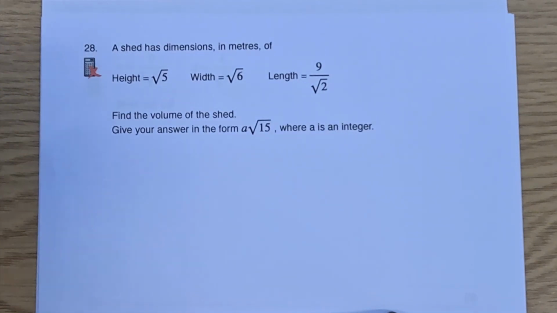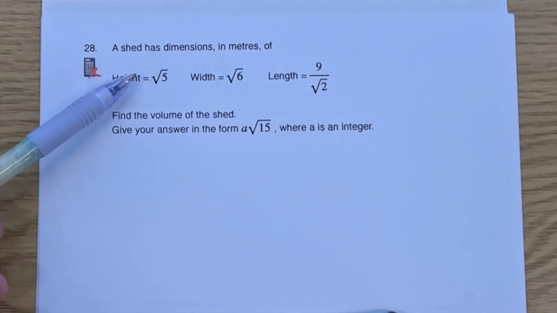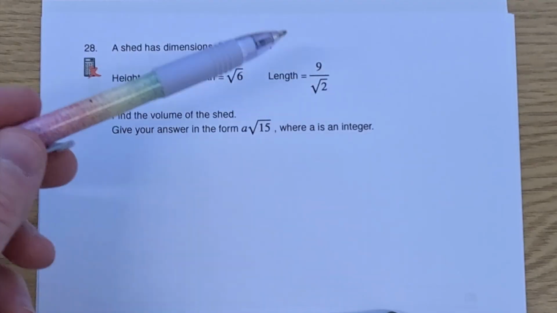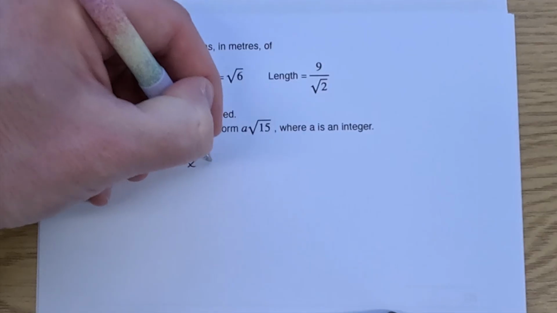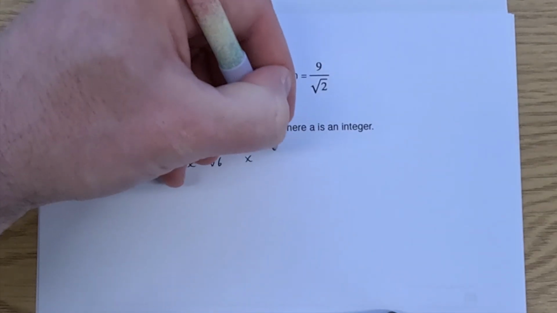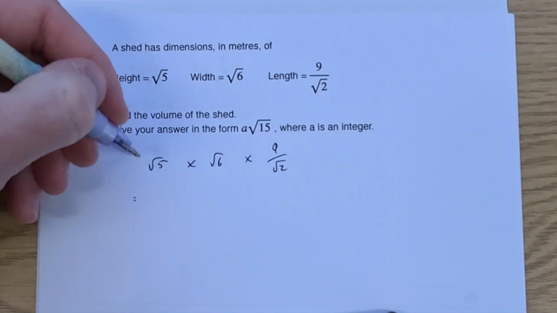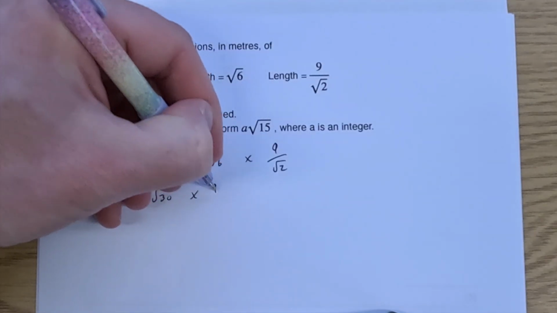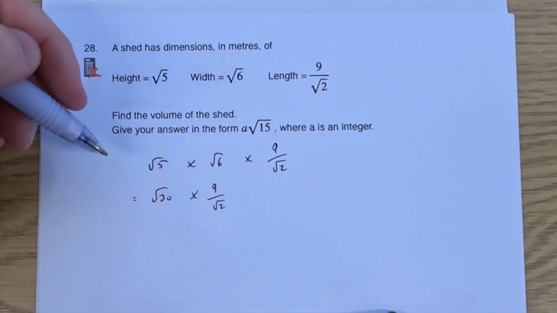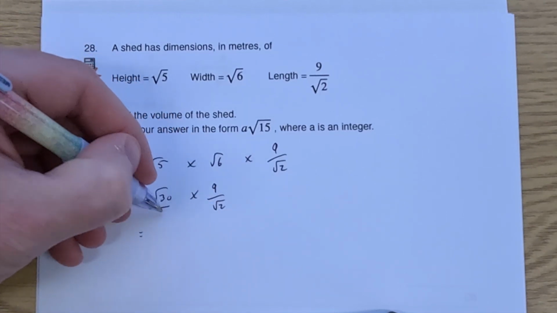So given the shed is a cuboid, which I'll add into the question, we need to find its volume. And the volume of a cuboid is the length times the width times the height, or the height times the width times the length, whatever, as long as you're multiplying the 3 dimensions together. So we're going to do root 5 multiplied by root 6 multiplied by 9 over root 2, just multiplying those together. So let's do that. Root 5 times root 6 would be root 30. And then we've still got times by 9 over root 2, just multiplying the first 2 together. Now we're going to multiply these. Well, because we've got a denominator here, I'm just going to put over 1.